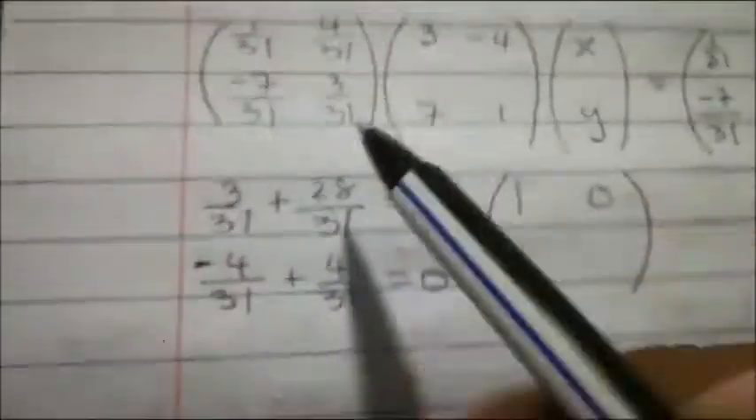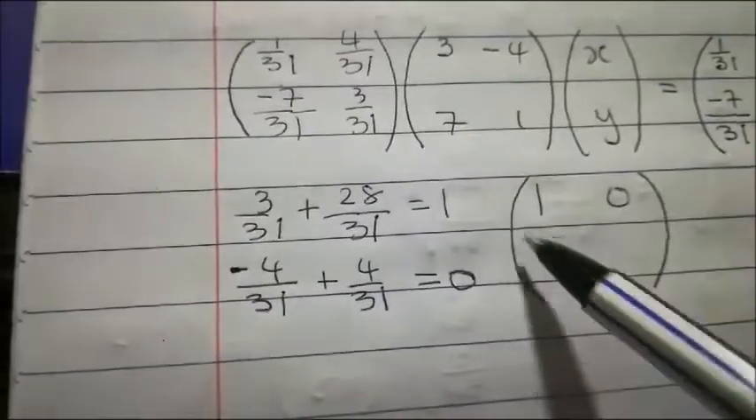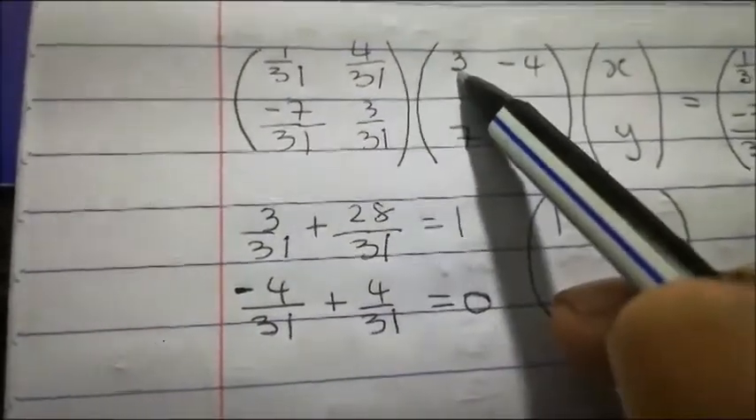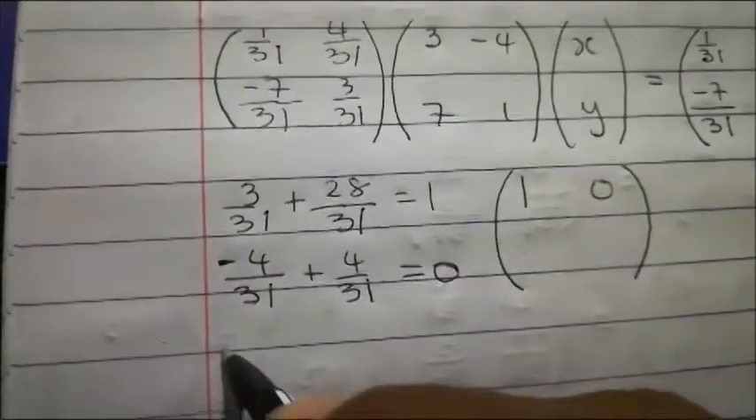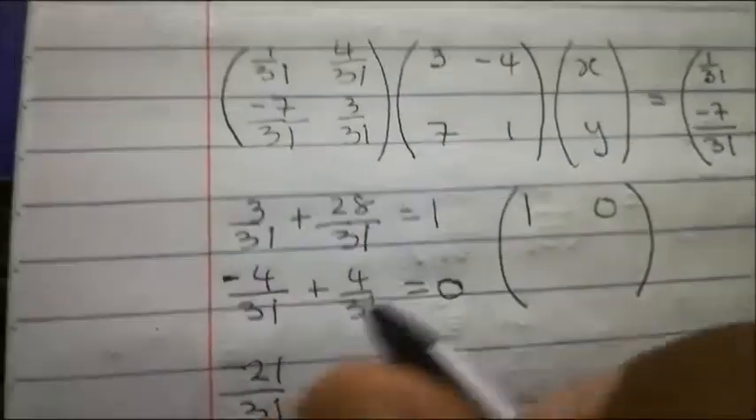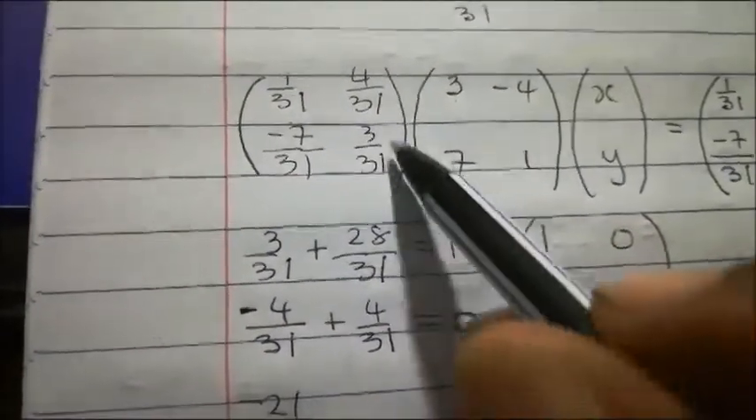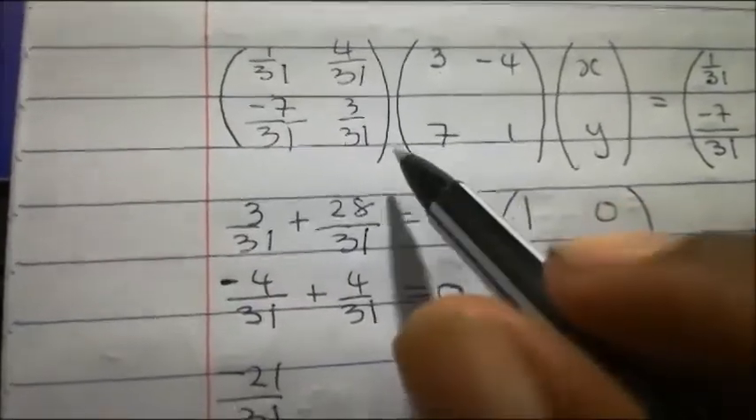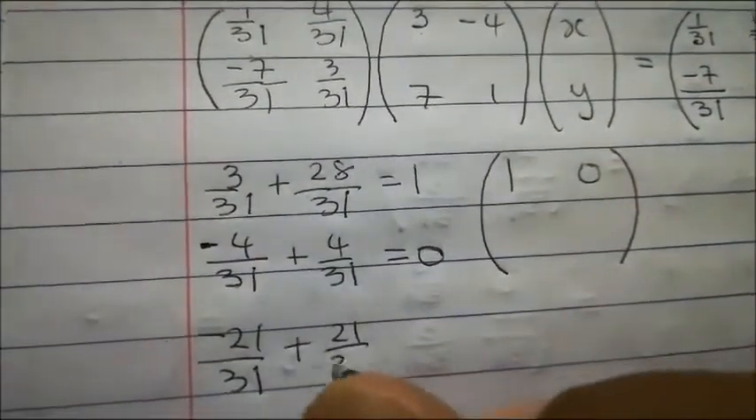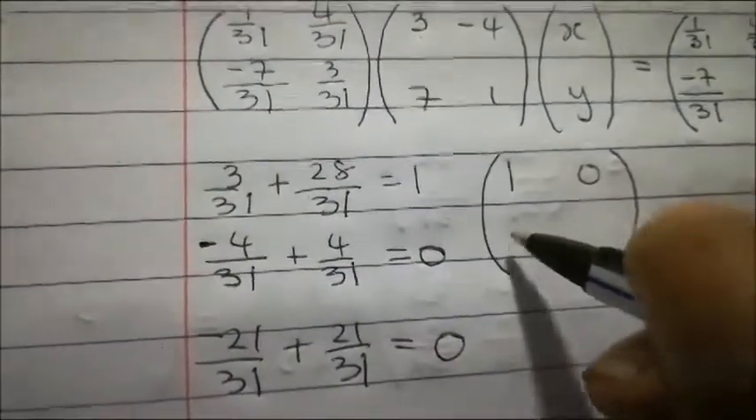Now, the other stage, now we're going to multiply this row now by here and here to get both values. So negative 7 times 3 will be a negative 21 over 31. And 3 times this, so this times this would be 21 over 31 plus. And this is going to be equal to 0. So you put the 0 right here.